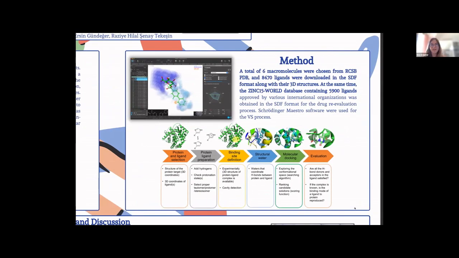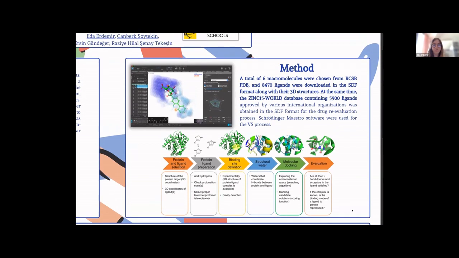So our main method was doing molecular docking with virtual screening methods. Virtual screening is regarded as the selection of likely drug candidates from large libraries of chemical structures by using computational methodologies. And various preparatory steps were performed before starting the VS. You can see protein and ligand selection, then preparation, binding site definition, and it continues. A total of 6 macromolecules were chosen from the protein data bank, and 8,470 ligands were downloaded in the SDF format along with their 3D structures in our study.